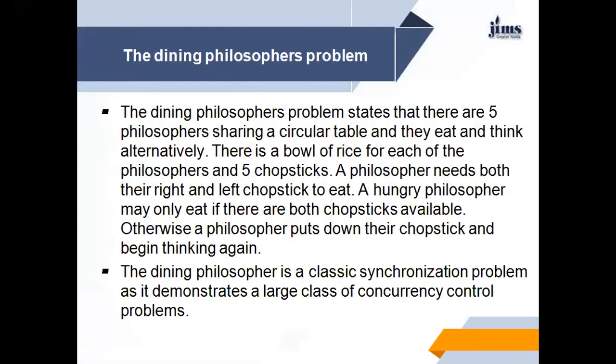Now the third one is the dining-philosophers problem. This dining-philosophers problem is again a very classical problem. Consider five philosophers who spend their lives thinking and eating. The philosophers share a common circular table surrounded by five chairs, each belonging to one philosopher. In the center of the table is a bowl of rice, and the table is laid with five single chopsticks.